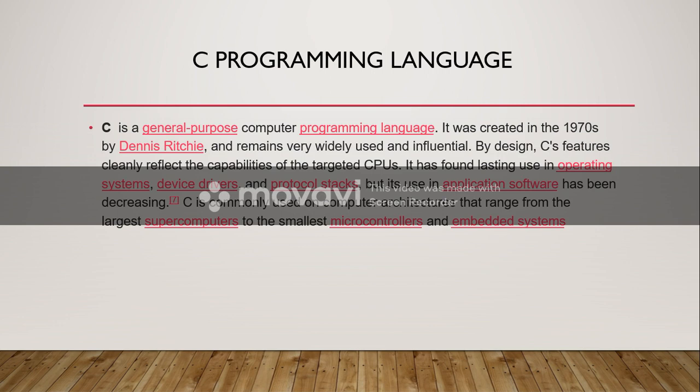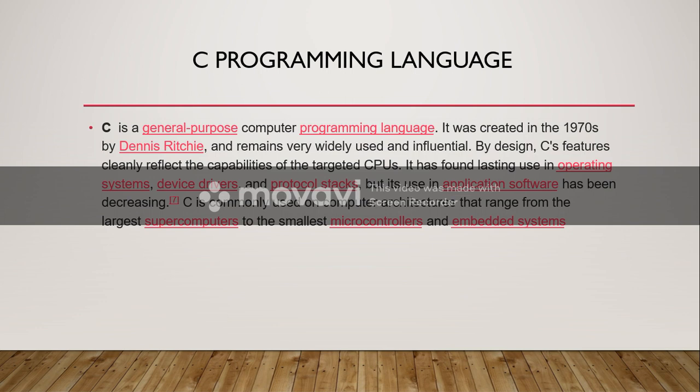So, the two technologies that we learned were the C programming language and Embedded C. Now, everyone knows about the C programming language, the very basic programming language which most of us programmers begin with. It is a general purpose computer programming language which was created in the 1970s by Dennis Ritchie, and it remains widely used and influential. Today, also, when anyone is stepping into the world of programming, the very first language that they learn is C language. By design, C's features cleanly reflect the capabilities of the targeted CPUs.